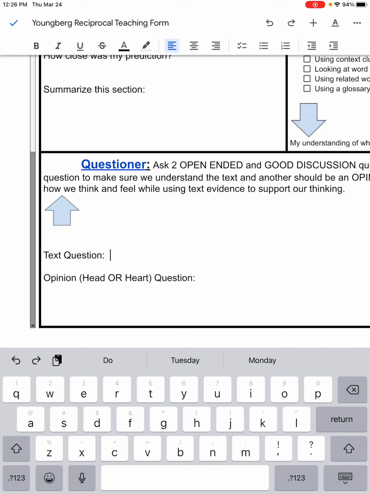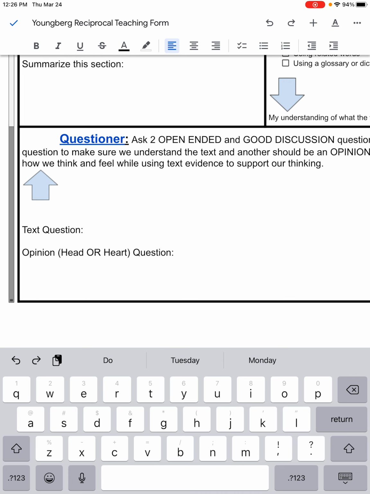So as the questioner, it is your job to dig in and literally find some questions that you can ask. With the predictor and the clarifier, you're going to share with the group after what you did. But with this questioner, you literally are going to create these questions that you're going to have a chance to discuss. So that is what we're doing here. That's what the role sheet looks like.